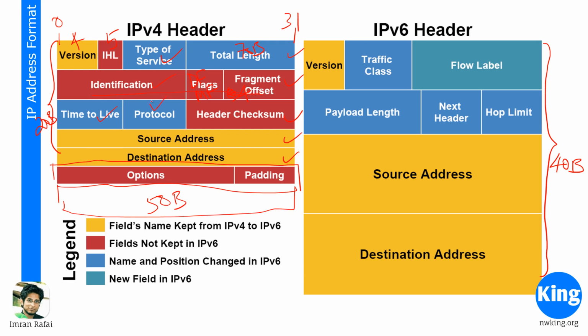Protocol, like IP, has UDP and TCP, so it tells which protocol is being used. And then you have the header checksum. Header checksum, again, we have discussed checksum earlier. If there are errors, this is the checksum that is going to identify the errors, right?